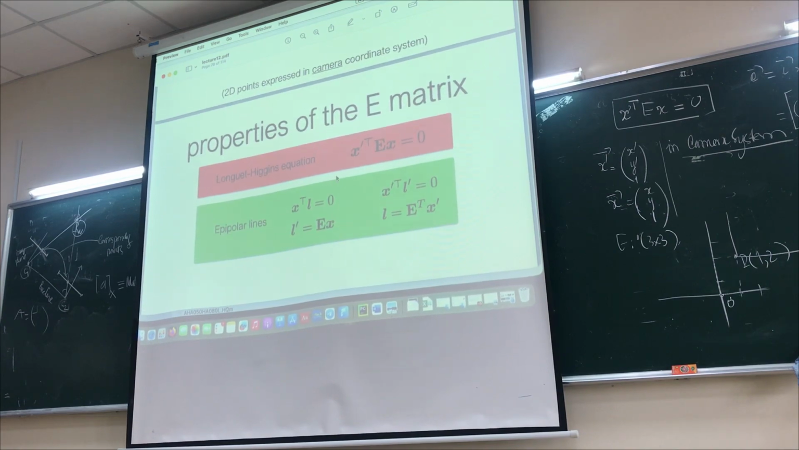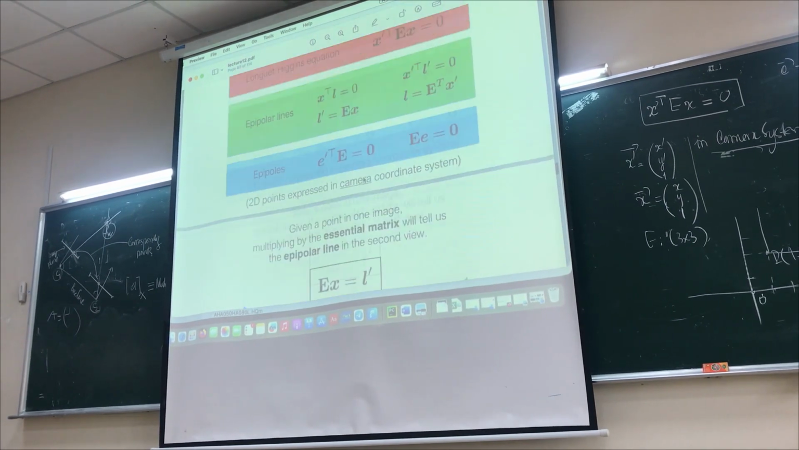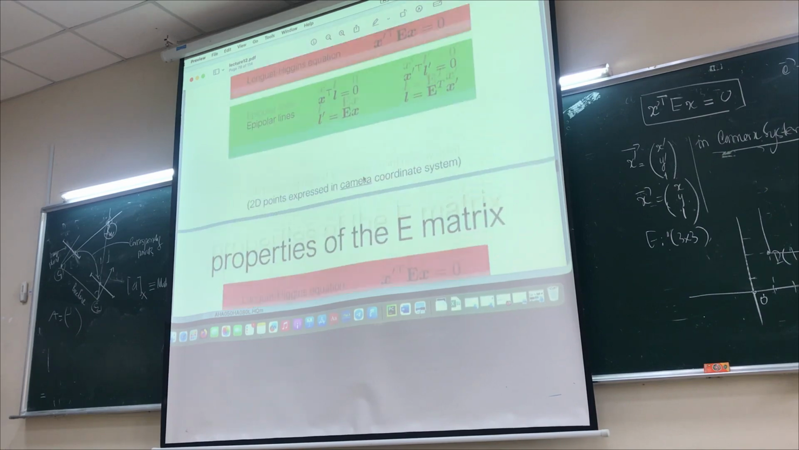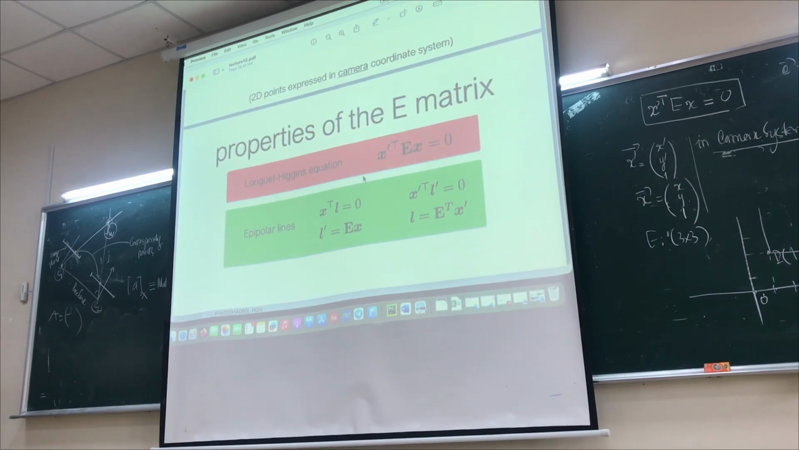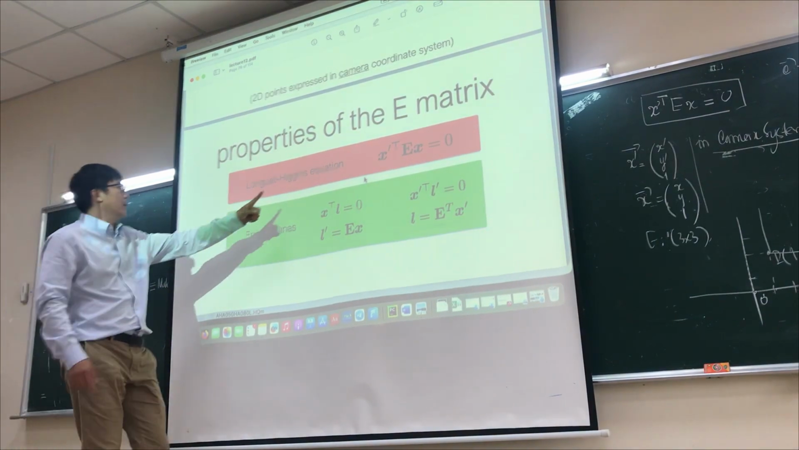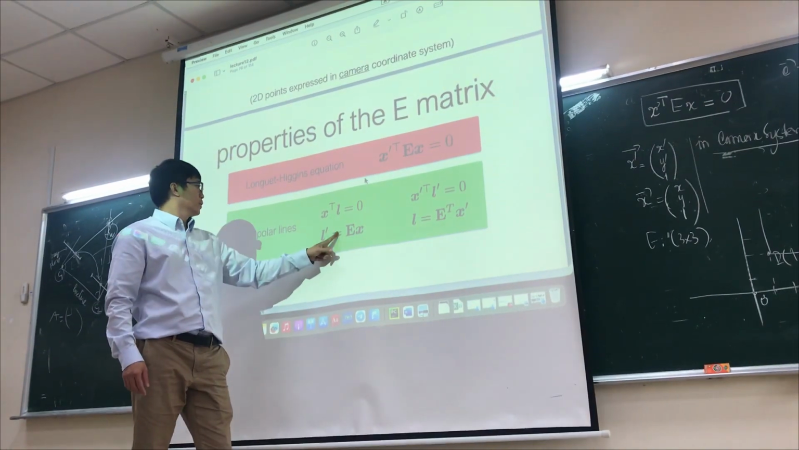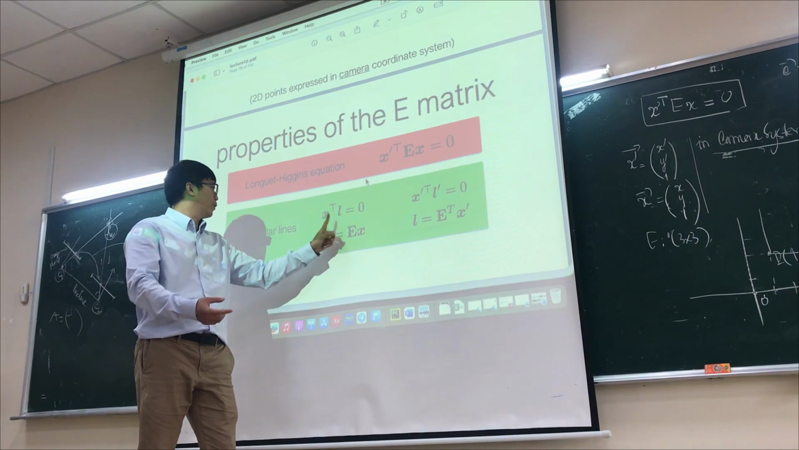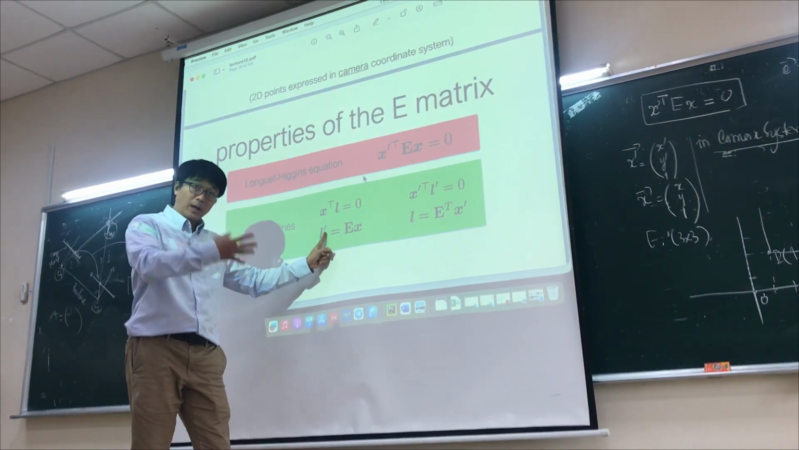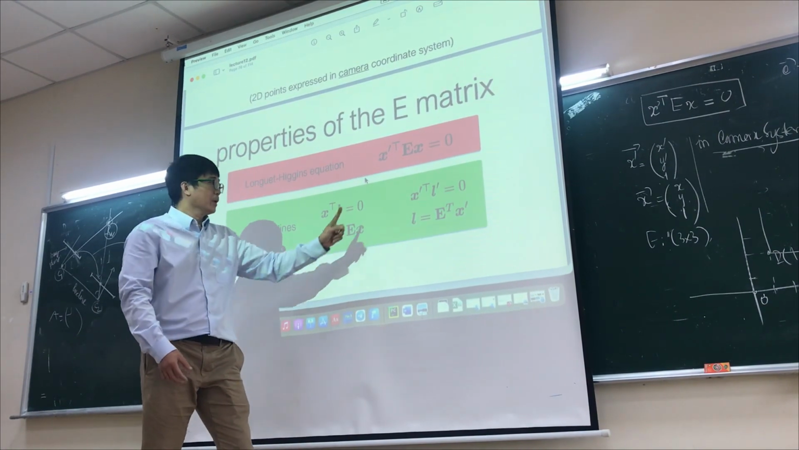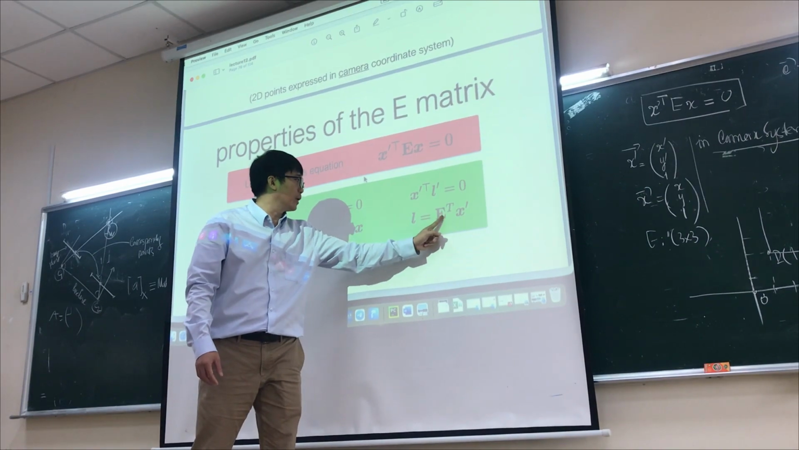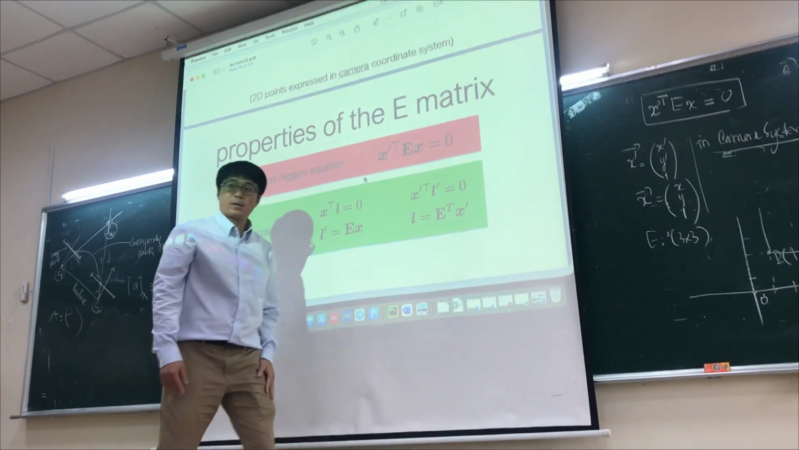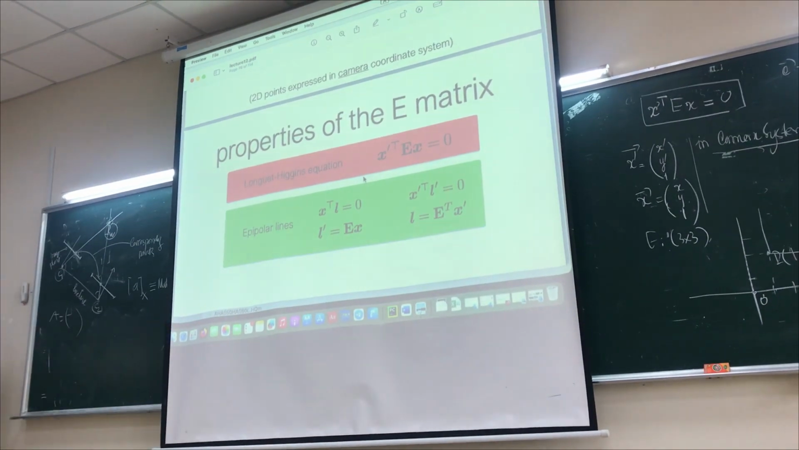Okay, I summarize the application here for you. Application of the essential matrix: multiply a point in one camera, and you get the epipolar line in the other camera. And here also, multiply here, and you get the epipolar line in the other camera.